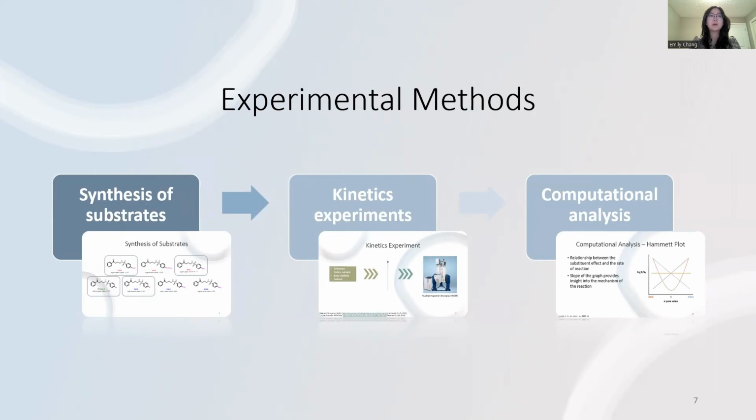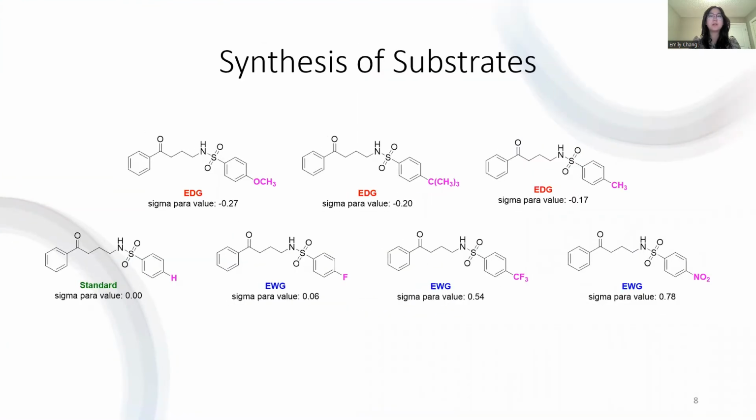In the synthesis step, I've proposed 7 designs of the substrates that I will be making. Each substrate has a different substituent on the right-hand side of the molecule, as highlighted in pink. The substituents are separated into 2 categories: electron donating groups, EDG, which, as the name implies, donate electron density to the structure of the molecule. Electron withdrawing groups, EWG, draw electron density to themselves, away from the structure of the molecule.